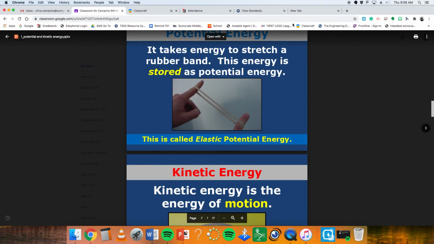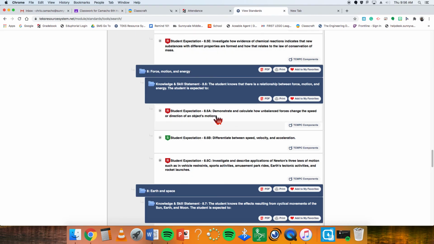I was able to break down the standard of 8.6A, demonstrate and calculate how unbalanced forces change the speed or direction of an object's motion. And that takes care of 8.6A. We will be moving on to 8.6B soon.